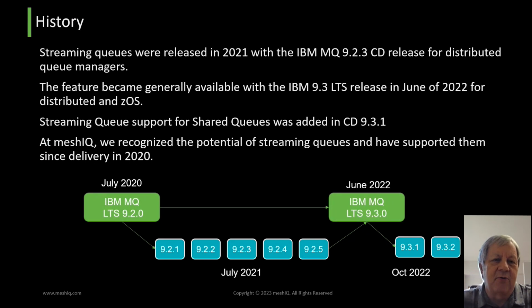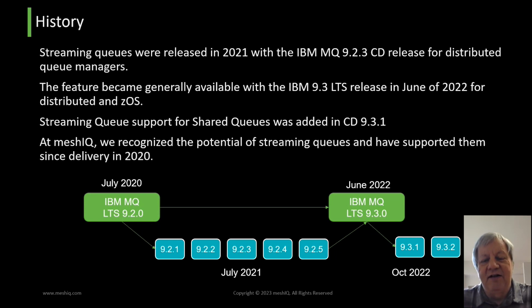So streaming queues were released originally in 2021, part of the continuous delivery release for IBM MQ 9.2. Specifically, it was 9.2.3. Now, continuous delivery is a mechanism that IBM MQ uses that allows them to deliver new functionality without breaking the main code base in case something should happen. And so basically they have long-term support and then continuous delivery.